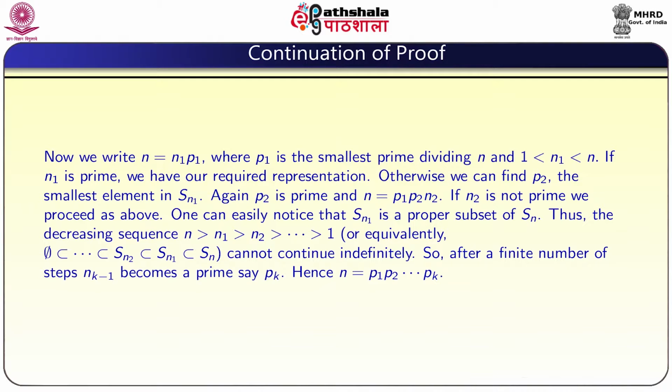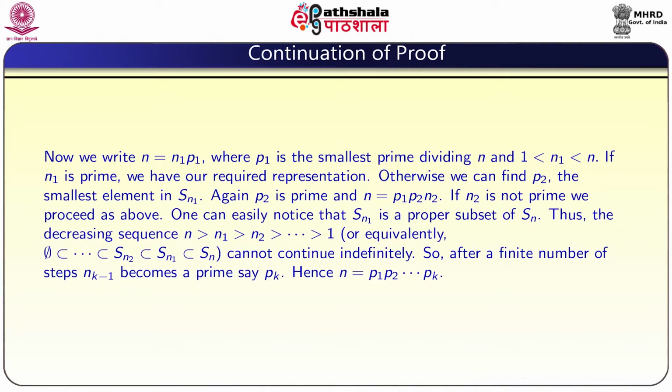Otherwise, that is, if n1 is not prime, then what happens? We will now consider Sn1, as we constructed Sn, like that we can construct Sn1. So, the smallest element in this Sn1 now is P2, and again with the same argument P2 becomes a prime. So, we have n is equal to P1 into P2 into n2.